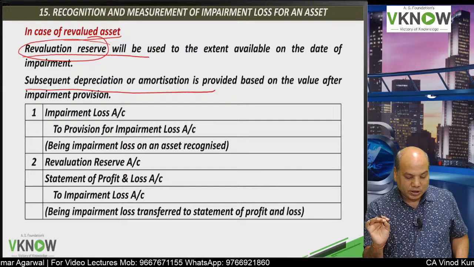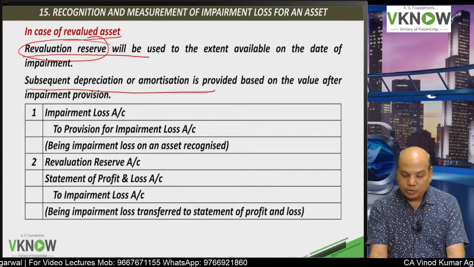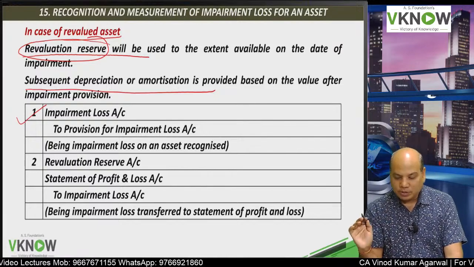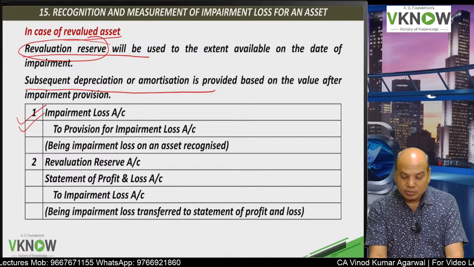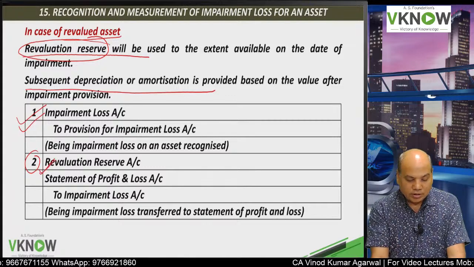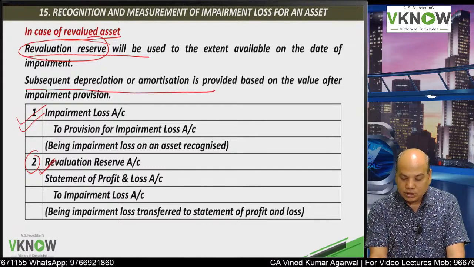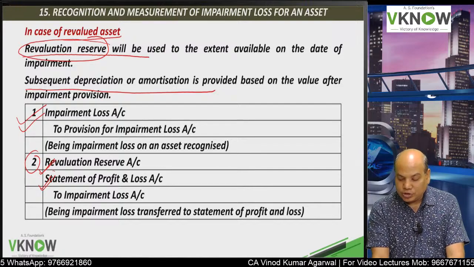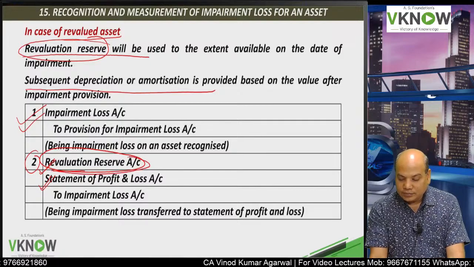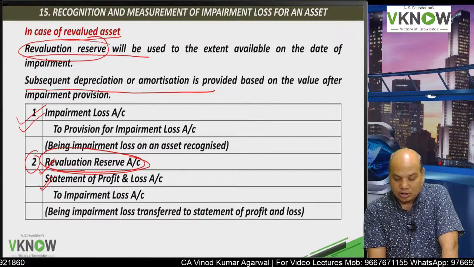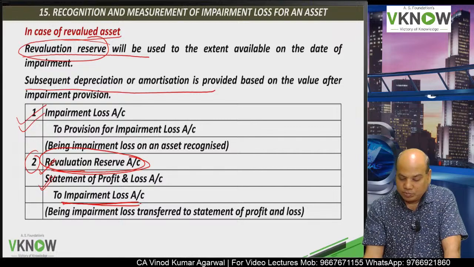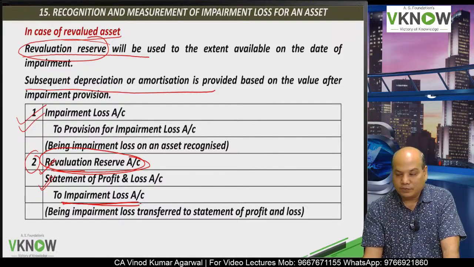In case they ask you to pass a journal entry, the first entry will be impairment loss account debit to provision for impairment loss. First entry is the same, but the second entry is different. Here I am going to first debit revaluation reserve, then I am going to debit P&L account. If revaluation reserve is not enough, then debit P&L account. If it is enough, then there is no need to debit P&L account. To impairment loss account, being impairment loss transferred to statement of profit and loss.